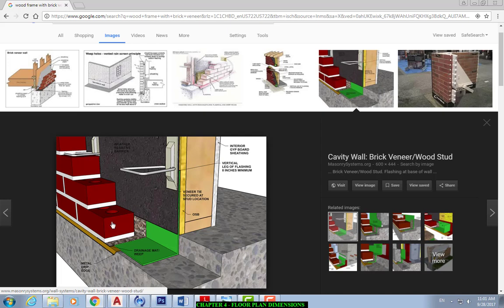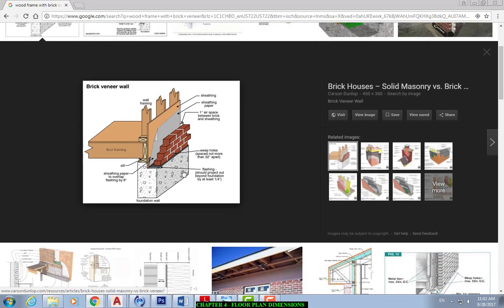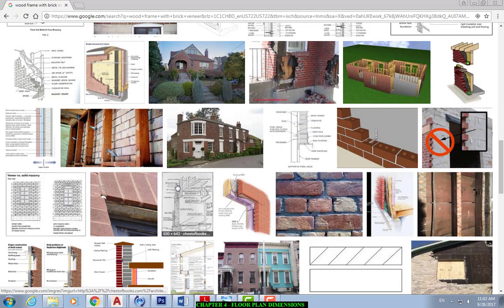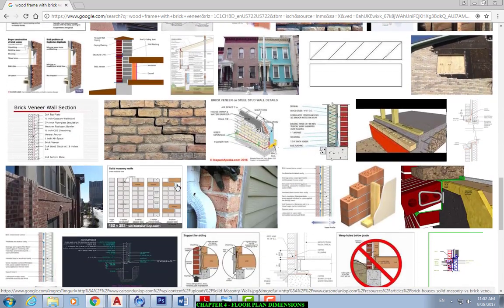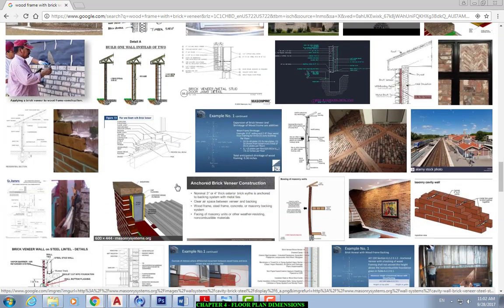I think we discussed this last time. You have to tie it down with these ties. They're nailed to the wood, the sheathing, and then the airspace is going to be in between, and then the actual tie goes in between the mortar of the brick, and that holds it together. There's another picture here. All right, there's a tie right there. I saw one with the actual picture of those ties. Somewhere here.